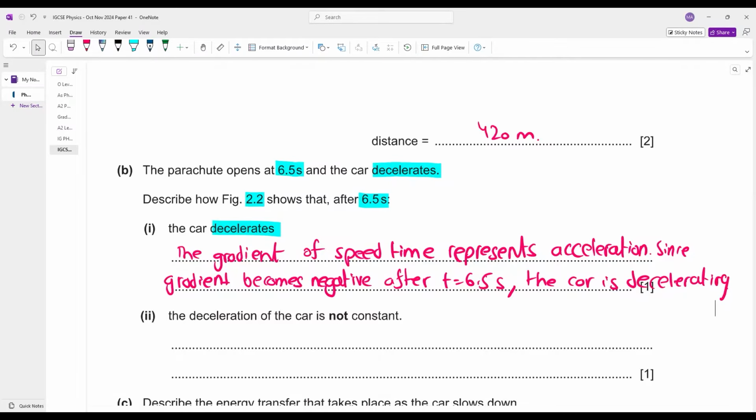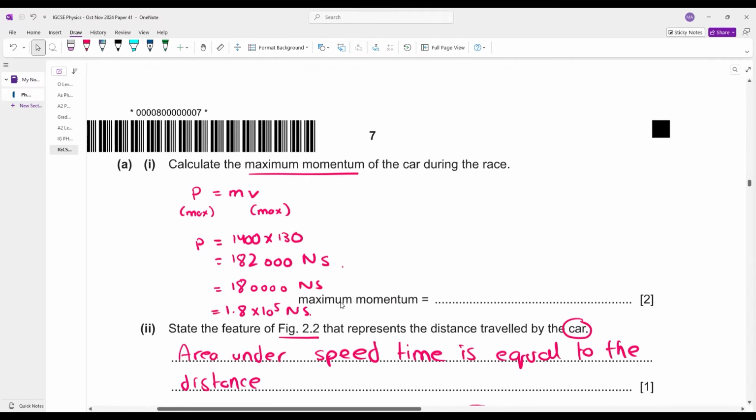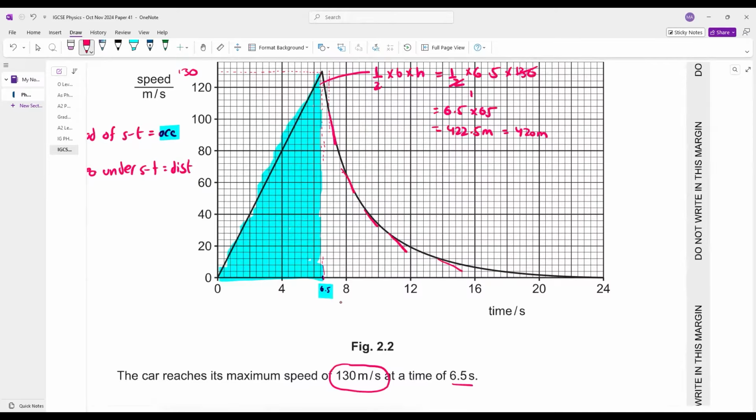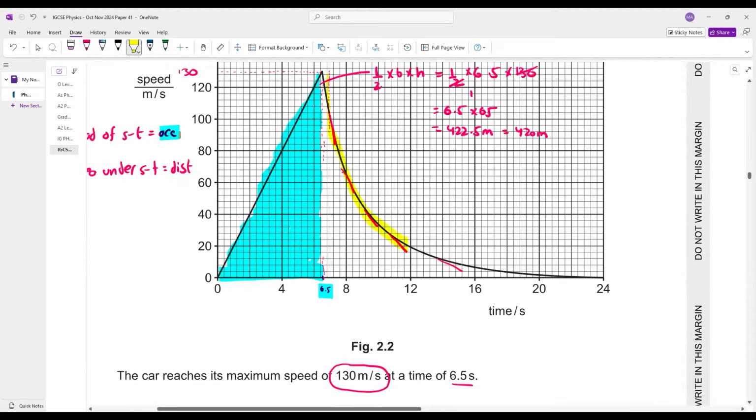Let's look at the second part. The deceleration of the car is not constant. कार की deceleration क्या है? Not constant है. How do you know that? Can you realize after 6.5 seconds you have a curve? 6.5 seconds के बाद आपके पास एक curve है जिसका gradient keeps on changing. Always remember, gradient of curve changes at every point.